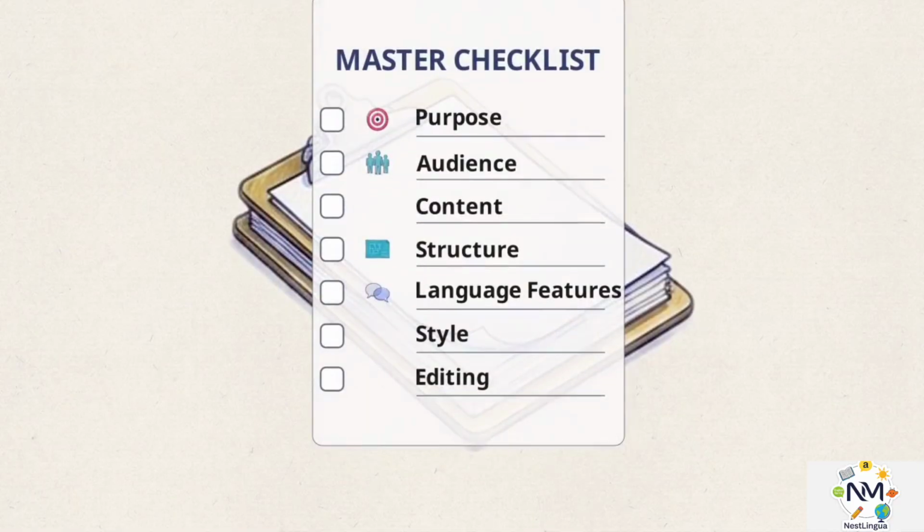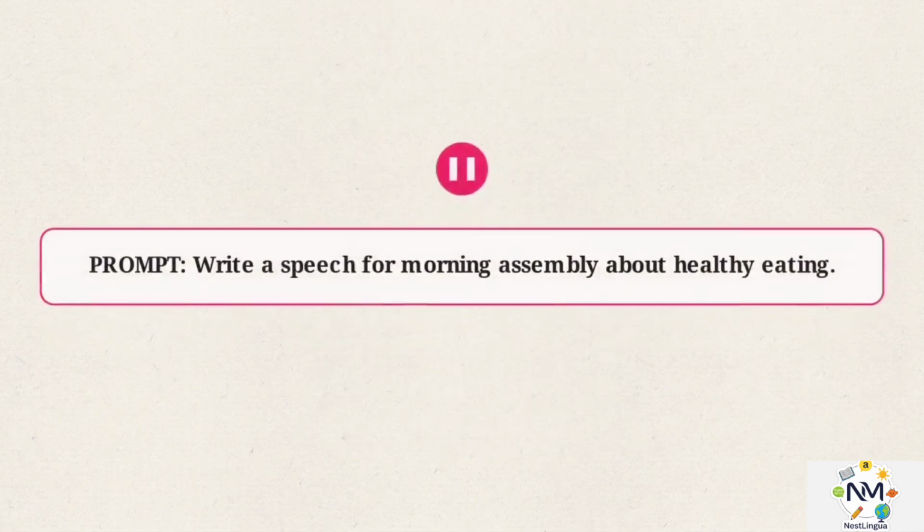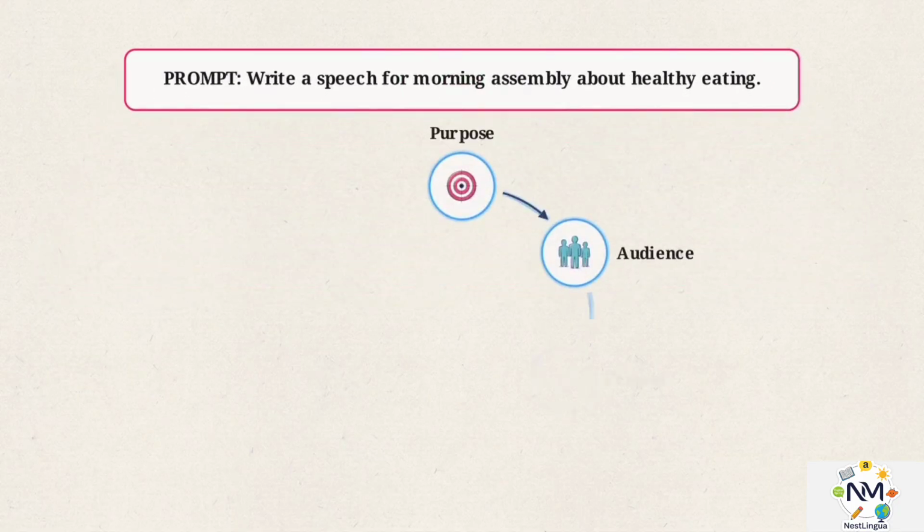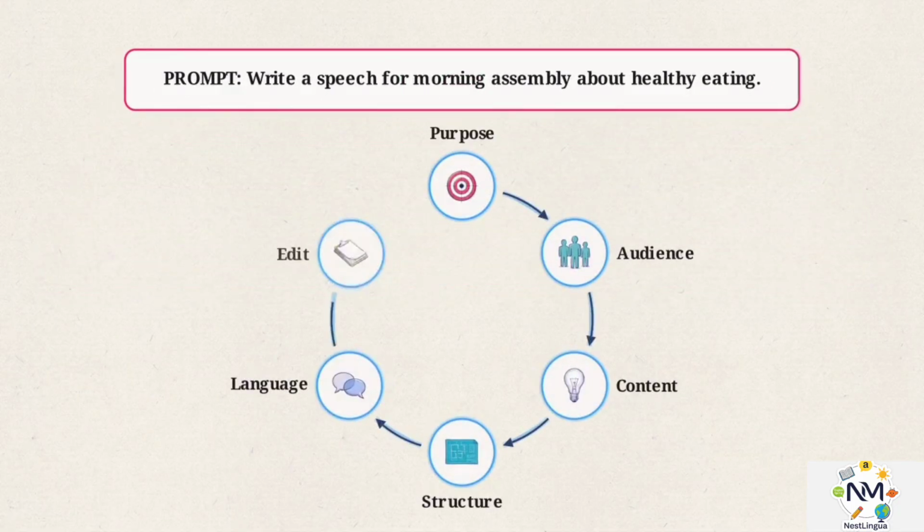Use this master writing checklist before you submit any assignment. Check your purpose, audience, content, structure, language features, style, and finally, your editing. Here is your final challenge. Look at this writing task and pause the video. Do not write the speech yet. Instead, walk through the 6 pre-writing steps on the screen.